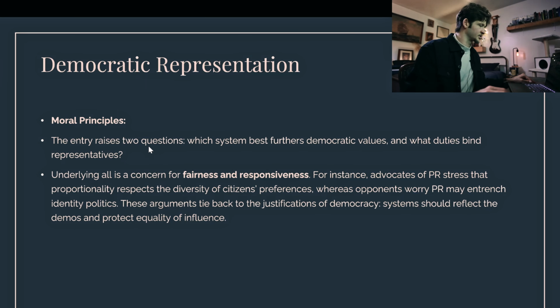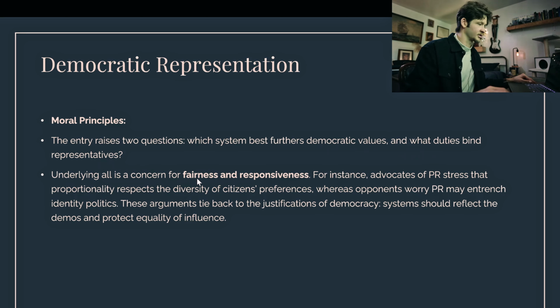So here are the sections within democratic representation. You have your moral principles. Basically, the entry raises two questions: which systems best further democratic values, and what duties bind representatives? Okay, so let's explore that.